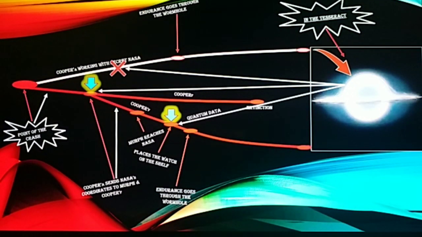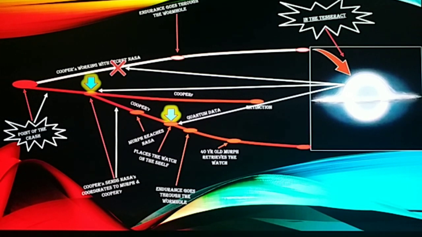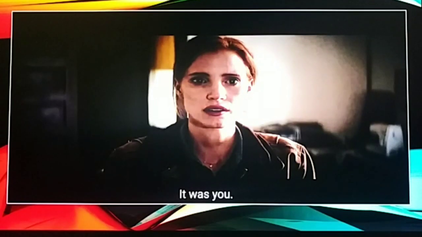So here he gives the quantum data into that watch, and later we see a 40-year-old Murph come to retrieve that watch. Once Murph comes back to her room, she picks up her old notebook and sees that STAY message that she decoded. It must have been like a repressed memory for her, something that she might have forgotten happened. So when she picks up the book, she looks at that message, and then suddenly she figures out that it wasn't a ghost, it was her father.